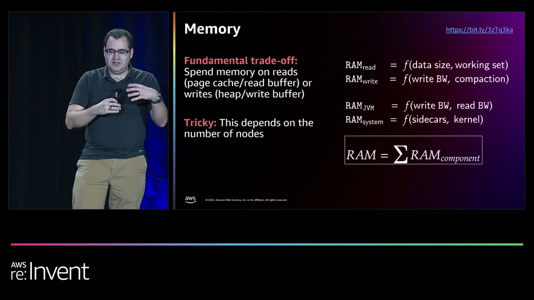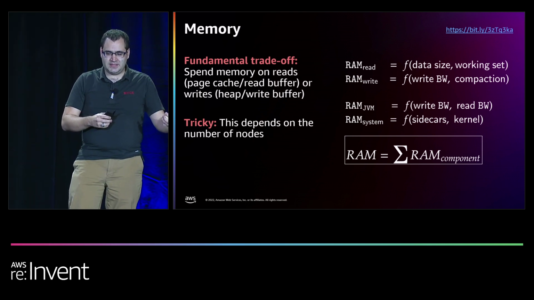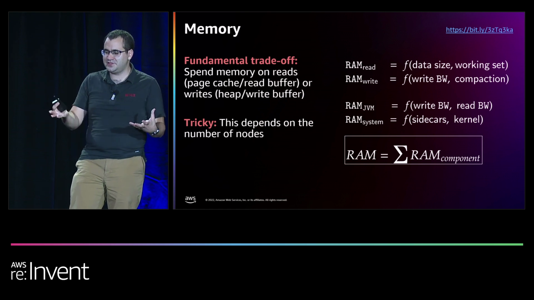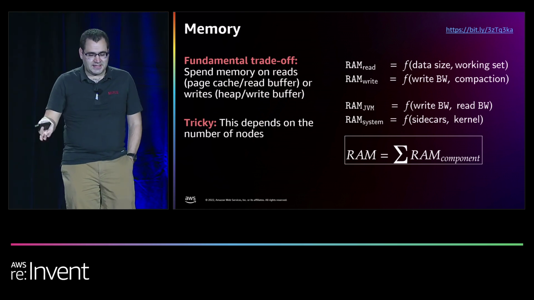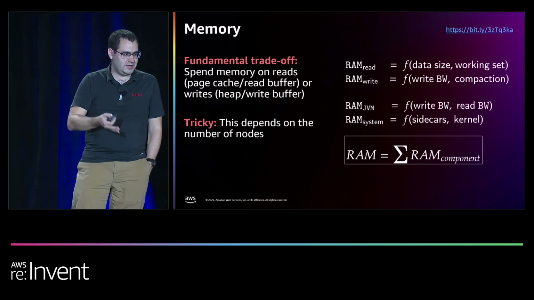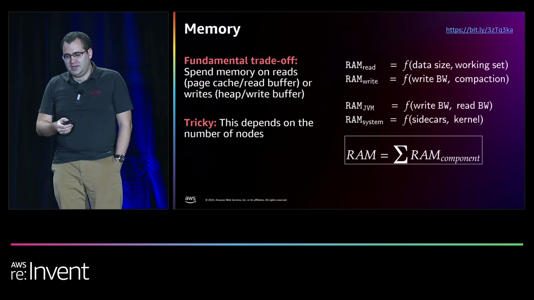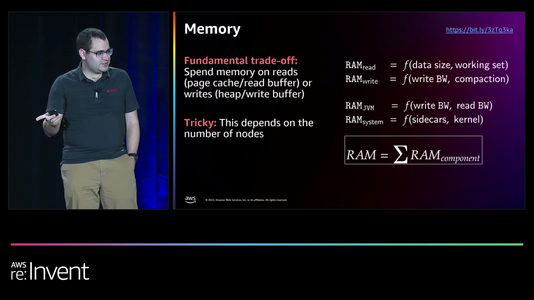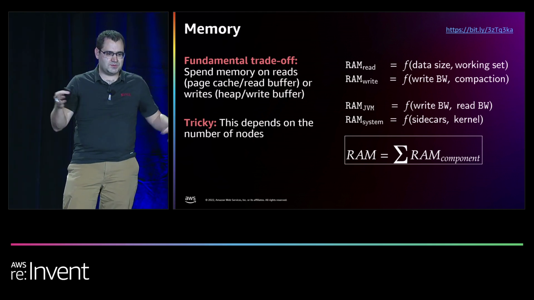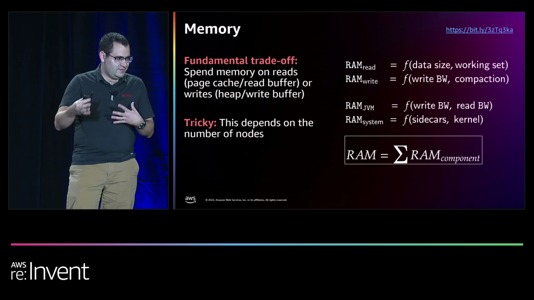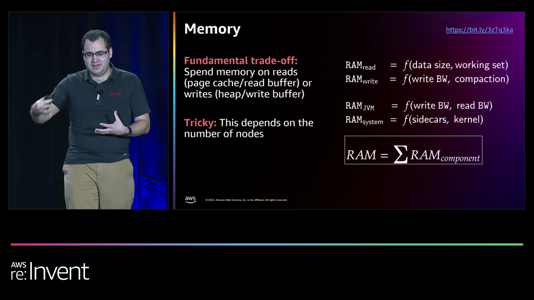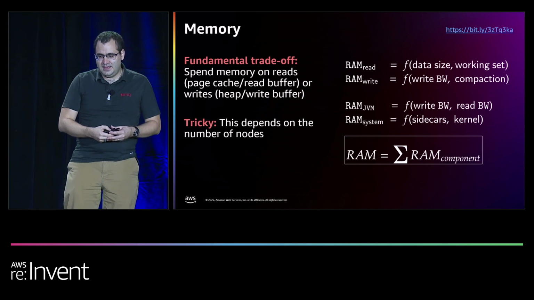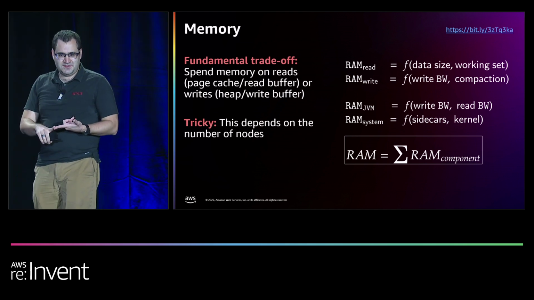And so the amount of RAM that you need for reads is dependent on how big your data size is and your working set. So for example, if you have 100 gigs and you have a 10% working set, you need 10 gigs of RAM to cache the reads on that node. The amount of memory that you need for writes is dependent on your write bandwidth and the compaction strategy. Depending on how the data store is laying out data, that impacts how much extra memory you need to flush less often. And then there are the properties of the software itself.